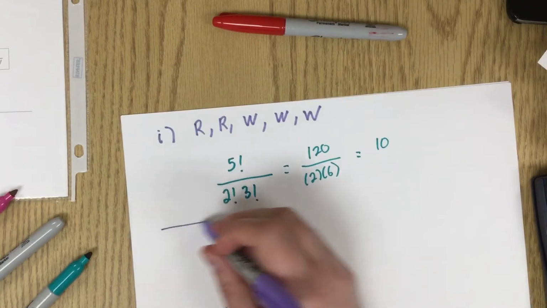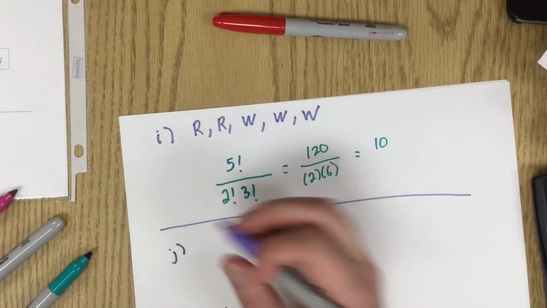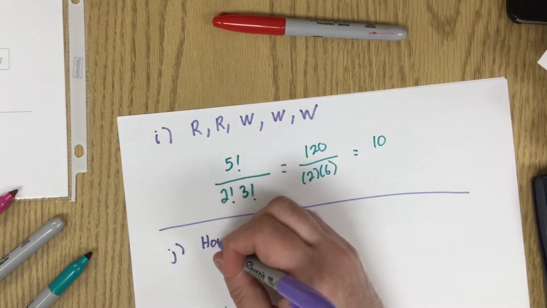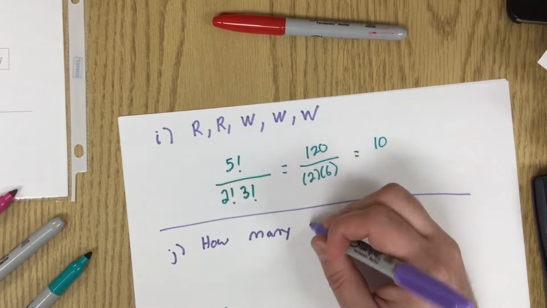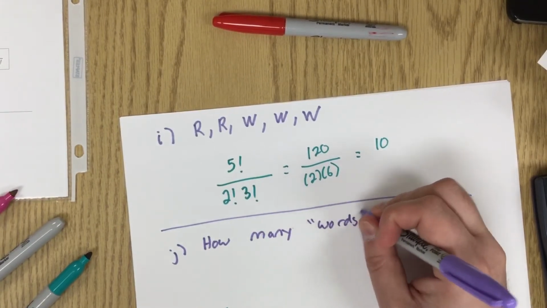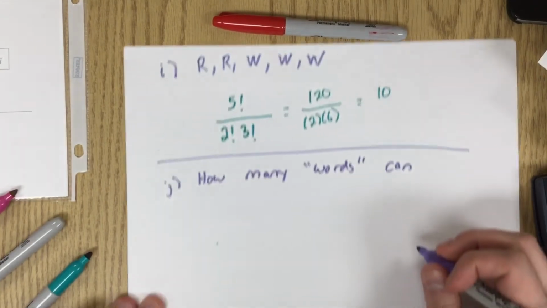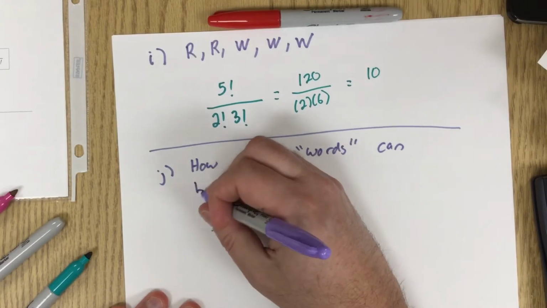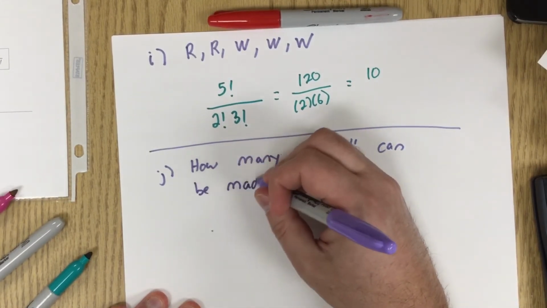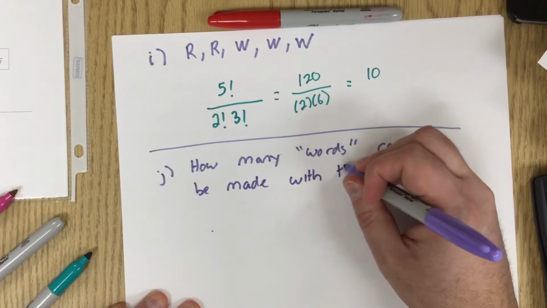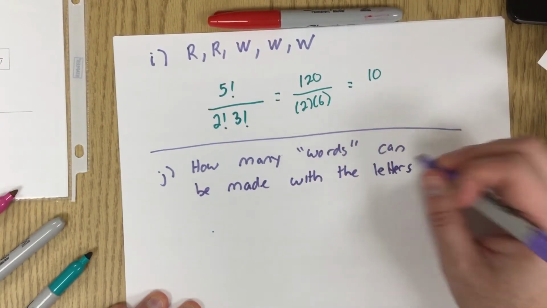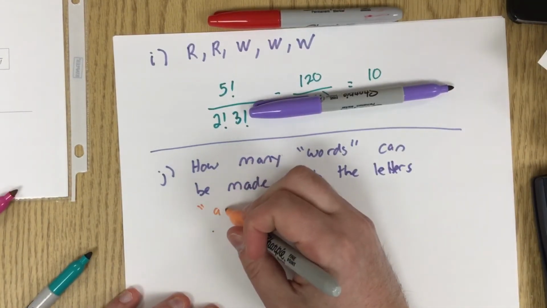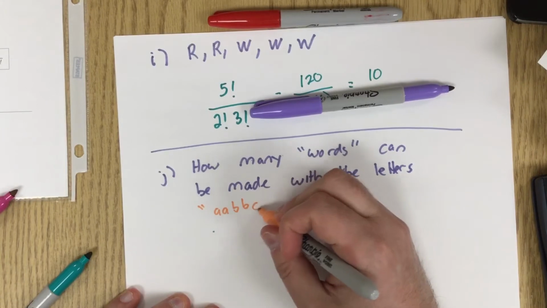Sometimes it's not always going to be marbles, of course. So let's change the question. So we may say, how many words, in air quotes, of course, can be made with the letters. So let's say the letters are A, A, B, B, C, C, C.